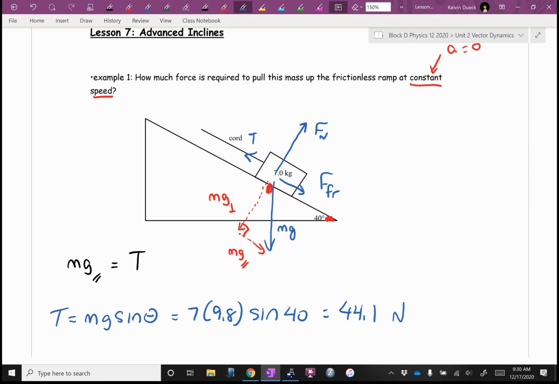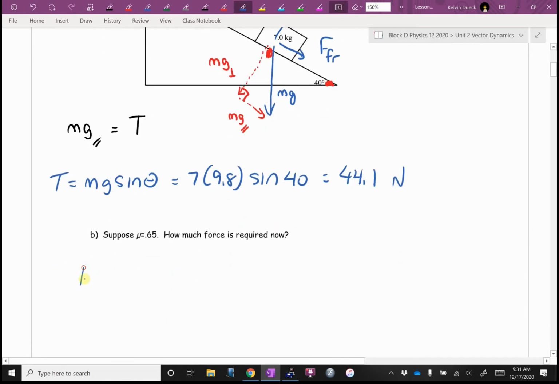Here, this is a bit more complicated. Allie, I don't know if I'd necessarily say they're equal, although I can see it's going to be a tug of war between tension and mg parallel and friction. I'll pick a winner. We're moving up the ramp, even though we're not accelerating. I'll let up the ramp be the winner.